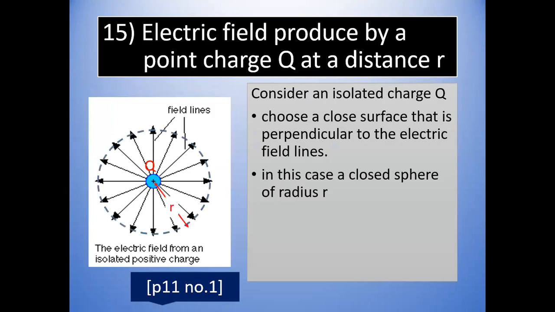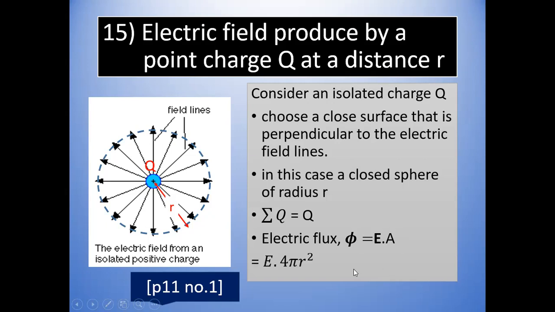So we choose at a radius r a sphere, because all the electric field lines are perpendicular to the sphere as they come out. So the total charge within the Gaussian surface, in this case a sphere, is just Q. And the flux is your electric field times your area. It's perpendicular, so it's E times A. Okay, so far?